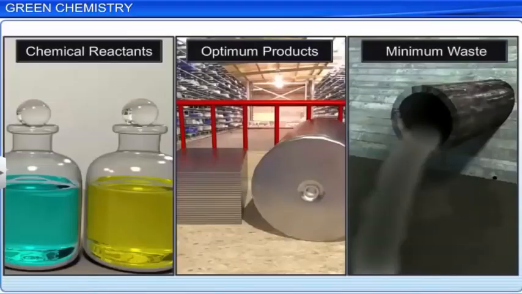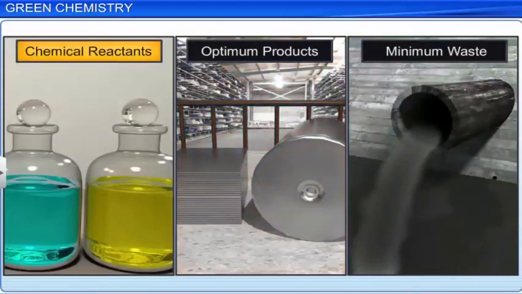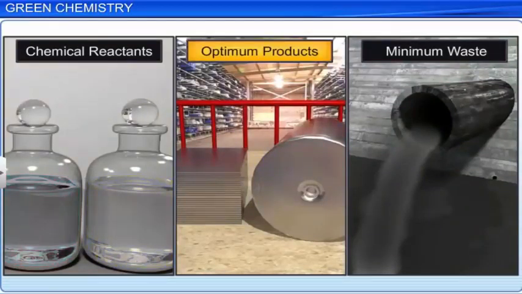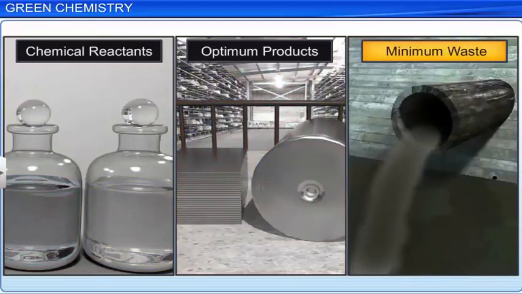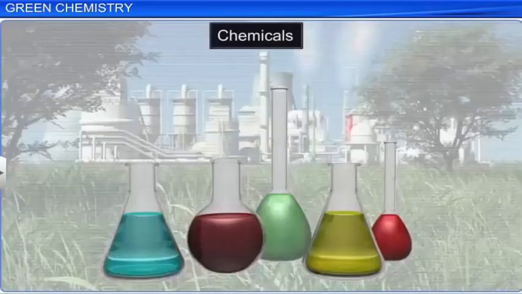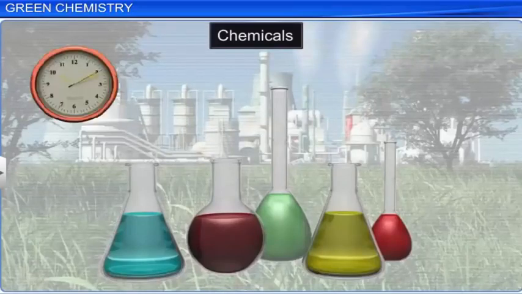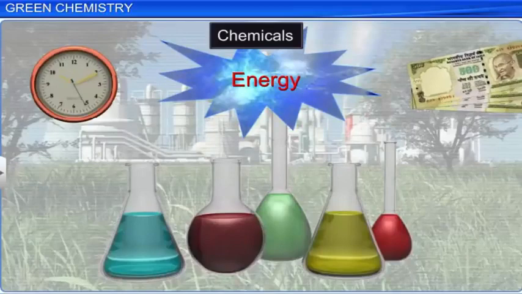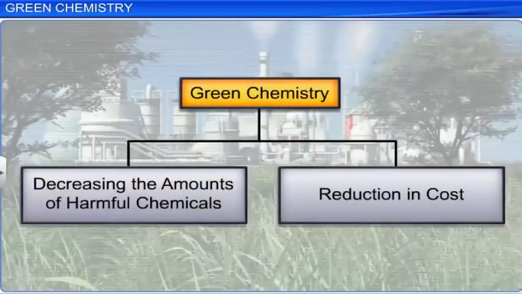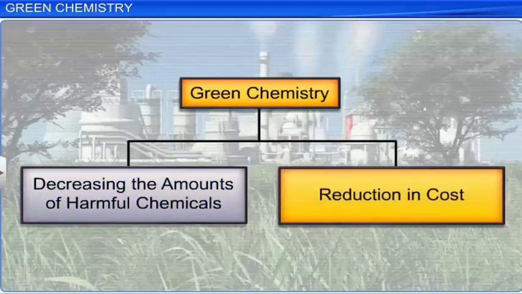It suggests that industries use chemical reactants that yield optimum products and minimum waste, as combating the environmental impact of these chemicals is a costly venture in terms of time, energy, and money. Green chemistry emphasizes on the prevention of harmful chemical impact through a chemical process that involves decreasing the amounts of harmful chemicals to achieve zero discharge of pollutants and emissions. Let's understand how.